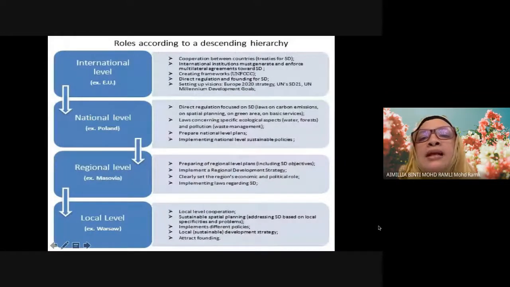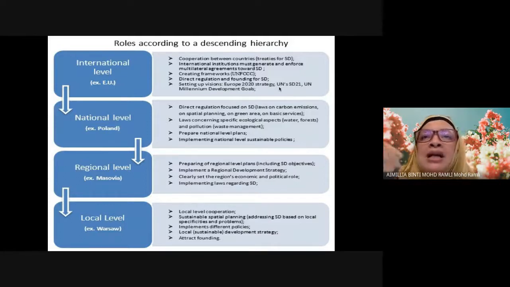Treaties for SD, where we cooperate. We have various treaties, the Rio Convention, the Kyoto Protocol, and so on. International institutions must generate and enforce multilateral agreement toward SD, creating frameworks, direct regulation and funding for SD, setting up vision: Europe 2020 strategy, UN SD 21, UN Millennium Development Goals. This is a setting up of visions that the UN wants to achieve, and also this is what the UN has done. Yeah? It has come up with treaties and so on that we have undergone.